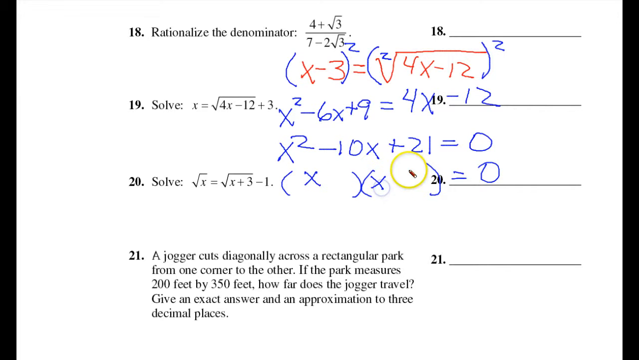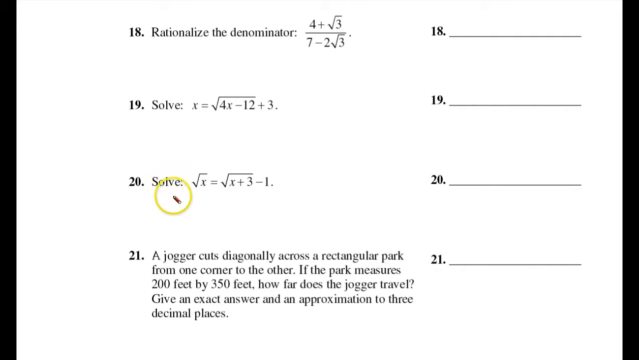x, 3, and 7. They're both going to be negative. And then here we have x equals 7 or x equals 3. And that is correct. Okay.